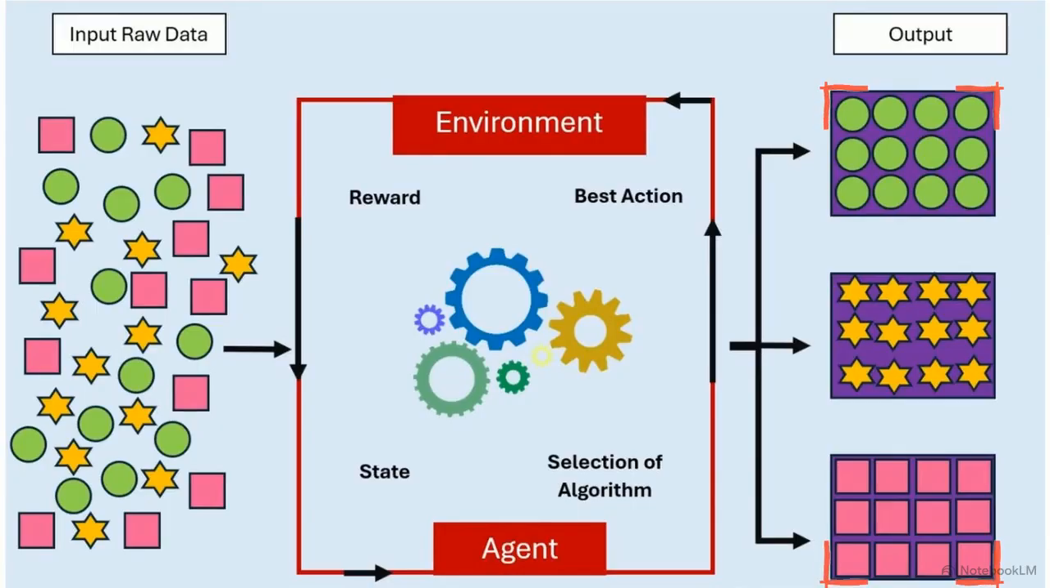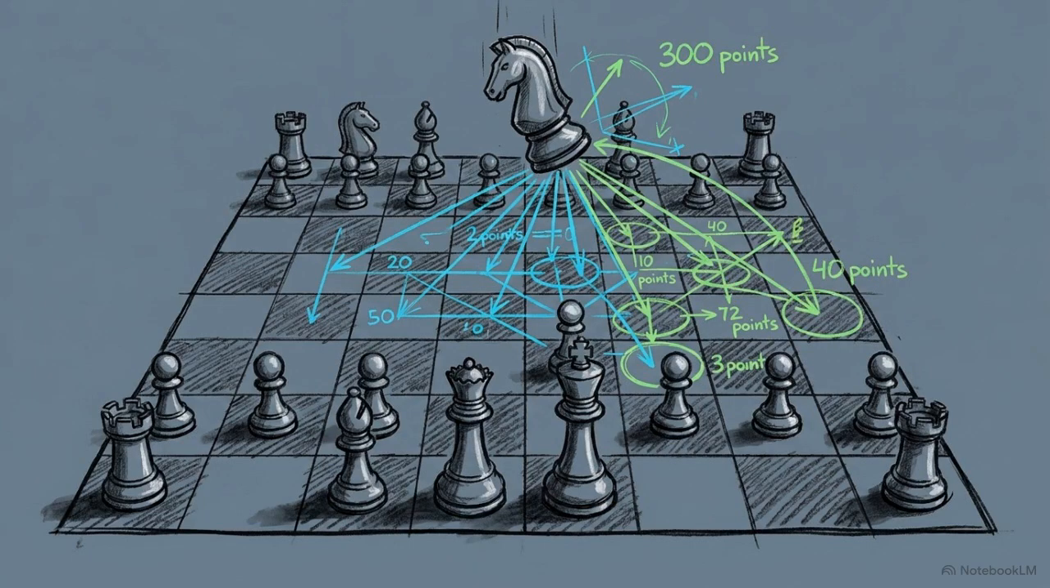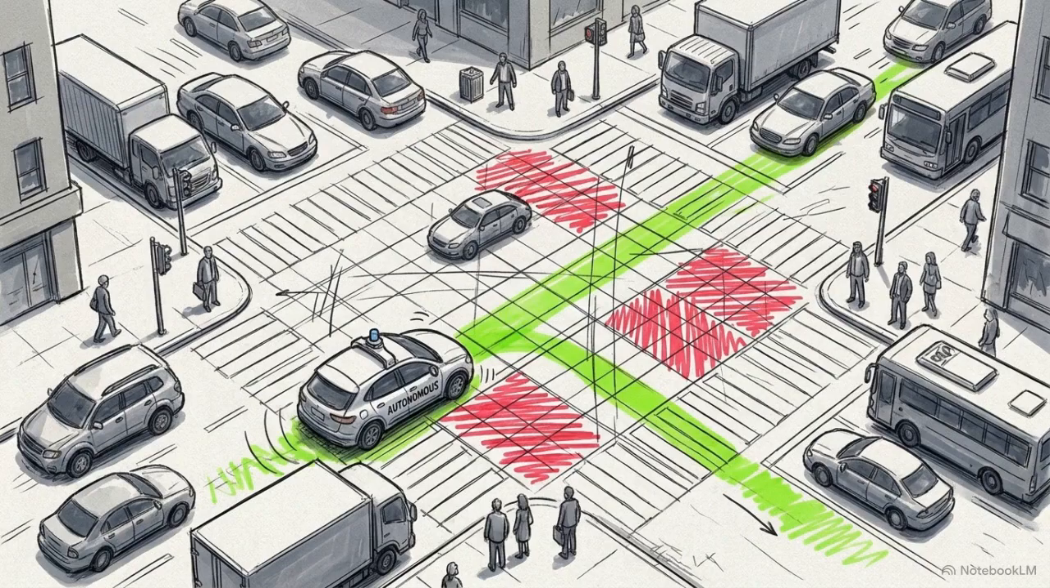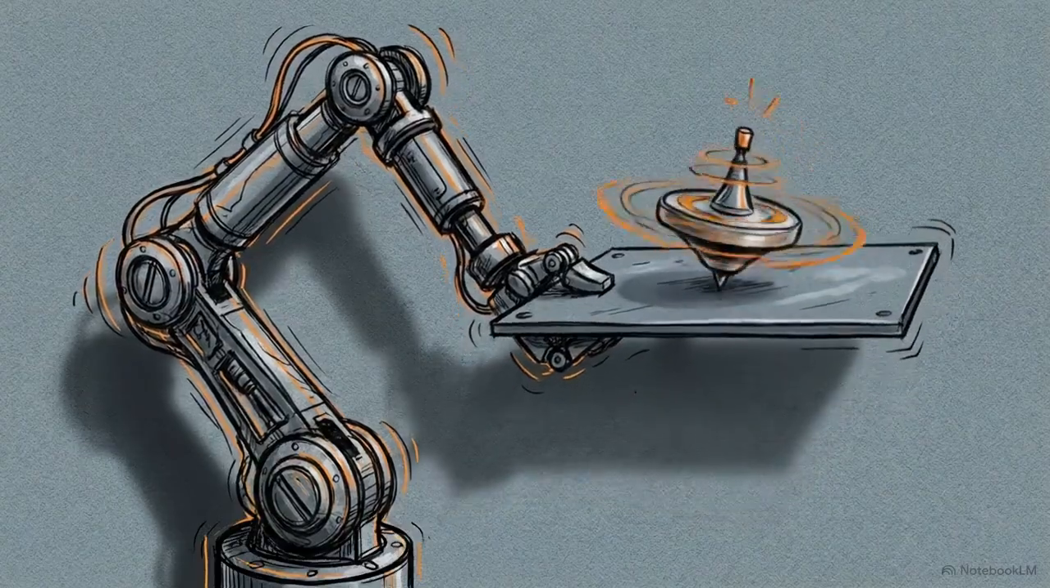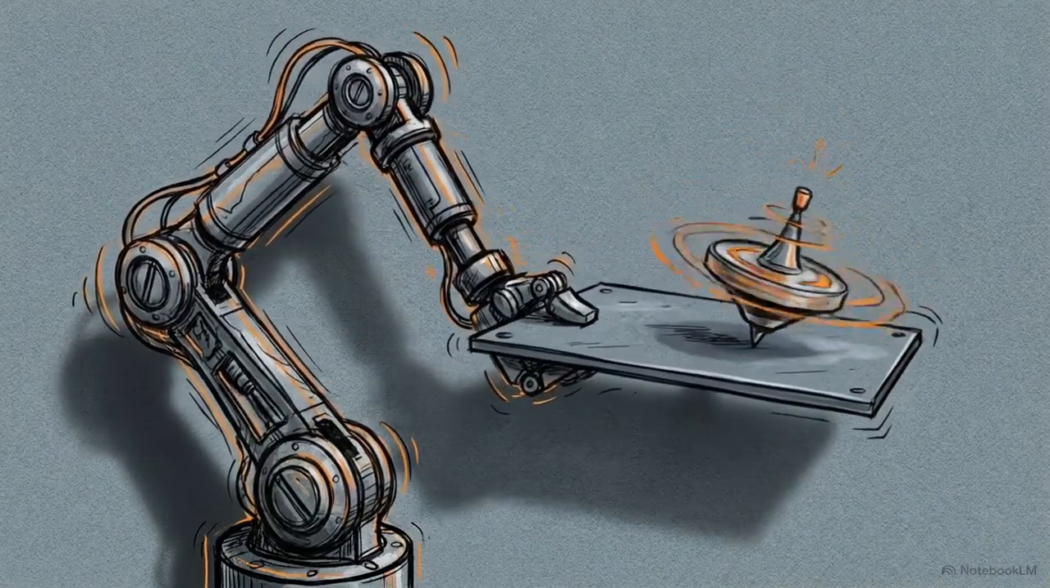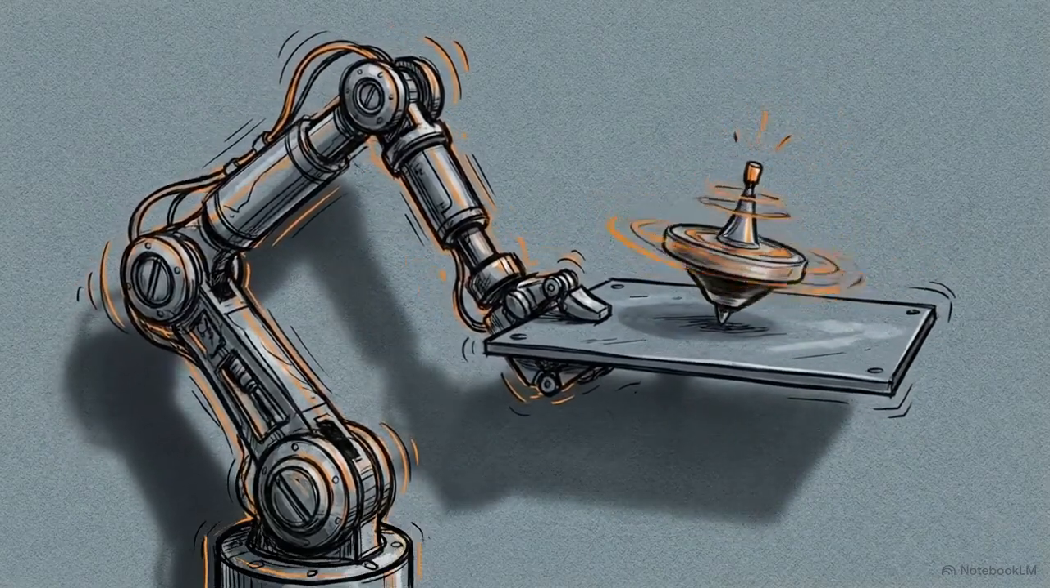This feedback loop is how AI learns to master games like chess or Go, and how self-driving cars develop safe navigation strategies by experiencing millions of simulated driving scenarios. Reinforcement learning allows machines to solve dynamic, unpredictable problems by learning from the consequences of their own actions.